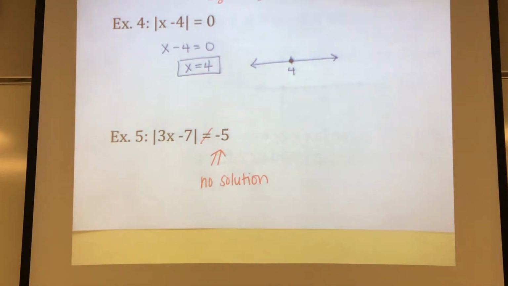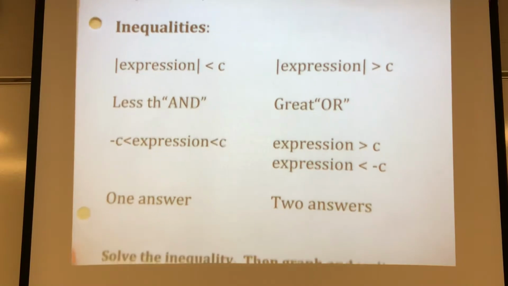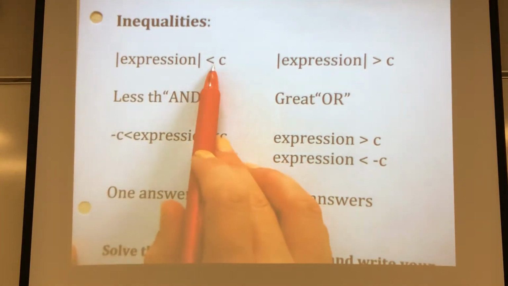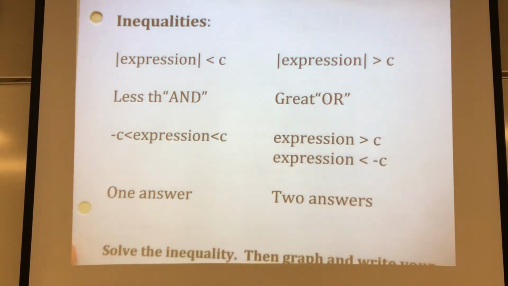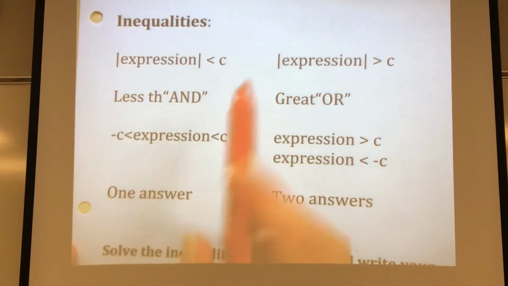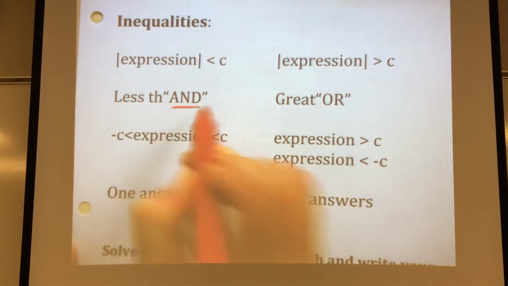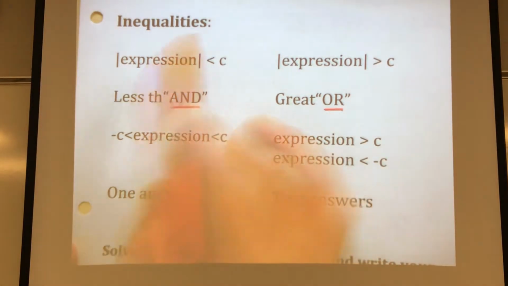All right, now we're going to switch gears and try some inequalities. Inequalities are similar to our equations, but they do have some differences. We'll have 2 different types of inequalities. We have the type where our expression is less than a number, and the type where we have our expression is greater than a number. When it's less than, this "and" is important, and greater "or" is important because of how we set it up.